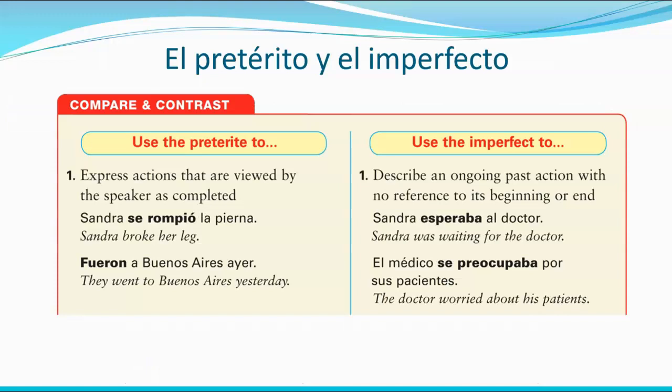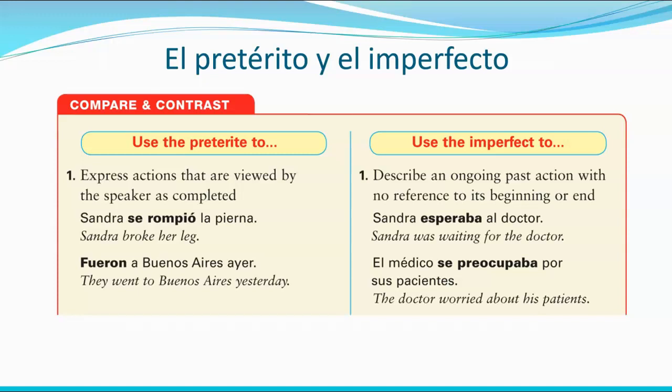Okay, so we use the preterite to express actions that are viewed by the speaker, and if you're writing, we can say the writer, as being completed. So something like: Sandra se rompió la pierna, so Sandra broke her leg. Fueron a Buenos Aires ayer, so they went to Buenos Aires yesterday.